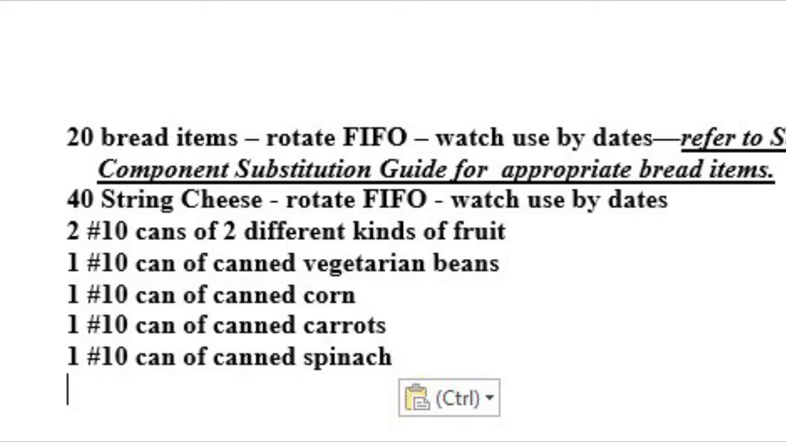supplies on hand: 20 bread items, 40 string cheese, 2 number 10 cans of fruit, 1 number 10 can of vegetarian beans, 1 can of corn, 1 can of carrots, and 1 can of spinach. If these supplies are not on hand, order by calling a hotshot at 973-2176.